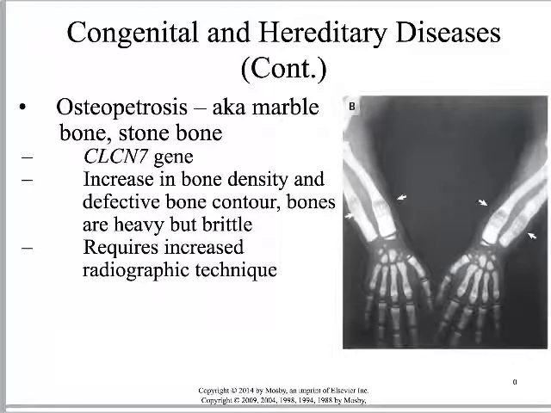The irony is that the bone density is increased, but the bones become more brittle, right? So we will see these intense radiographs where there's no trabecular pattern on this image because there is so much compact bone, right? This would require an increased radiographic technique for imaging.